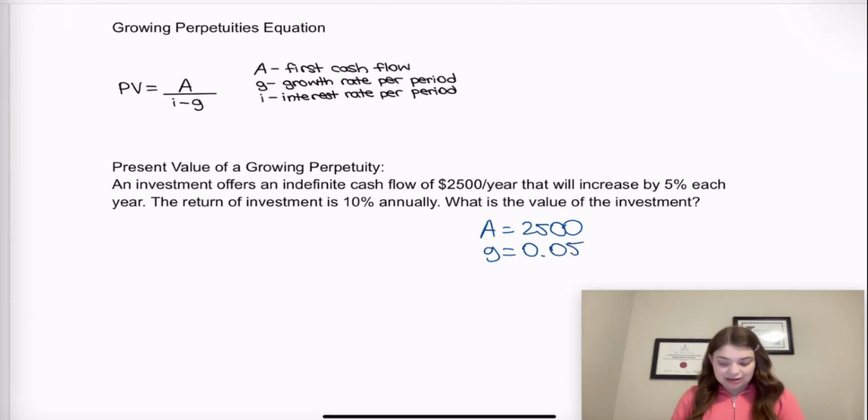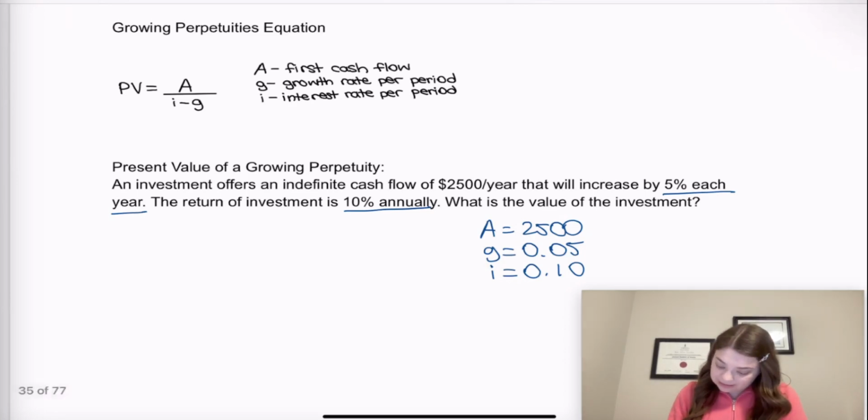And then the investment rate per period is going to be 10% or 0.10. And notice that it's 5% each year, and also the return on investment is 10% each year or 10% annually. So those do line up. If those didn't line up, we would have to convert one of them in order to get them to line up before we put them into the present value equation. Otherwise, we'll get something inaccurate.